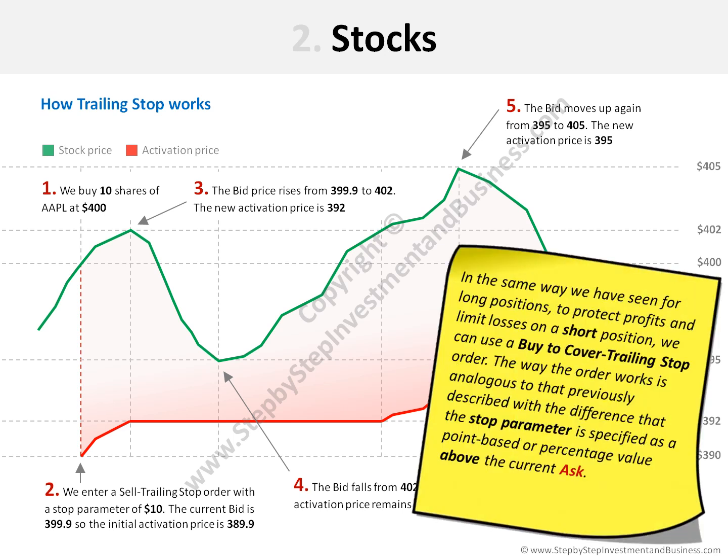In the same way we have seen for long positions, to protect profits and limit losses on a short position, we can use a buy-to-cover trailing stop order. The way the order works is analogous to that previously described, with the difference that the stop parameter is specified as a point-based or percentage value above the current ask. That is, in the case of going long, the stop parameter is specified as a point-based or percentage value below the current bid, and in the case of going short, the stop parameter is specified as a value above the current ask.